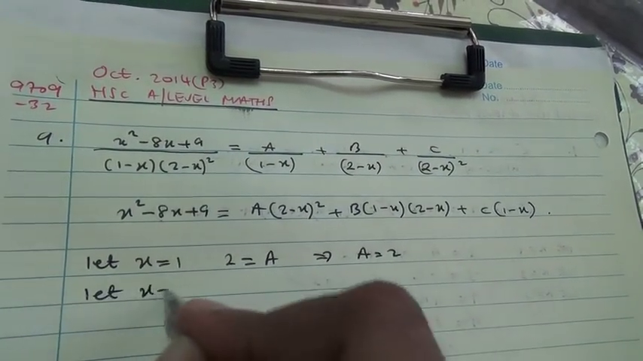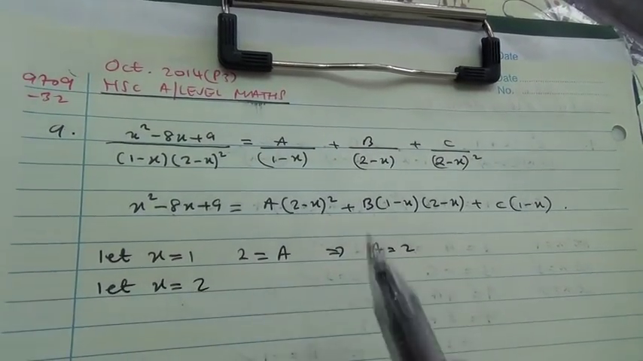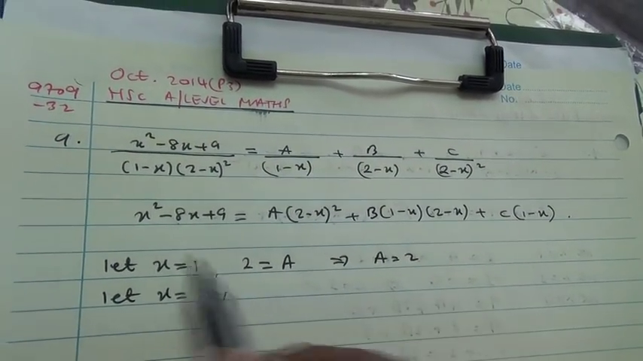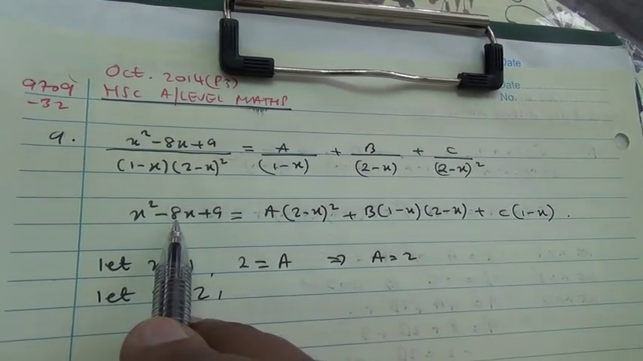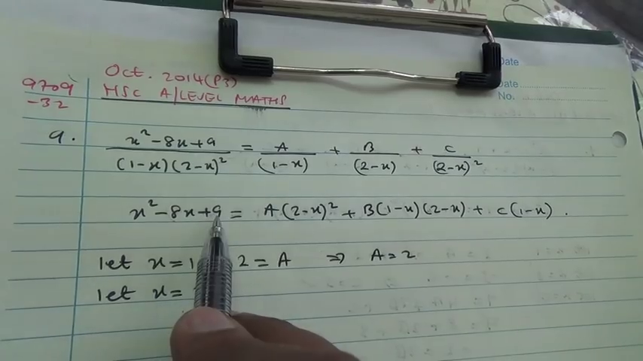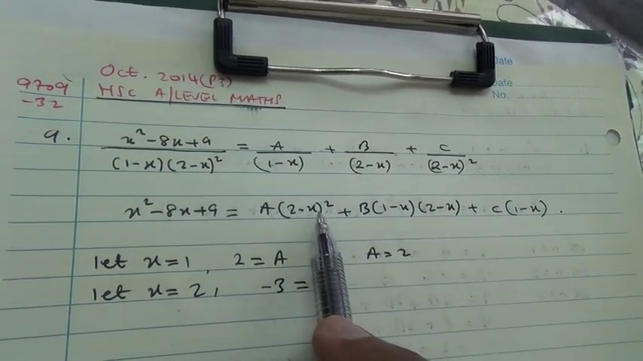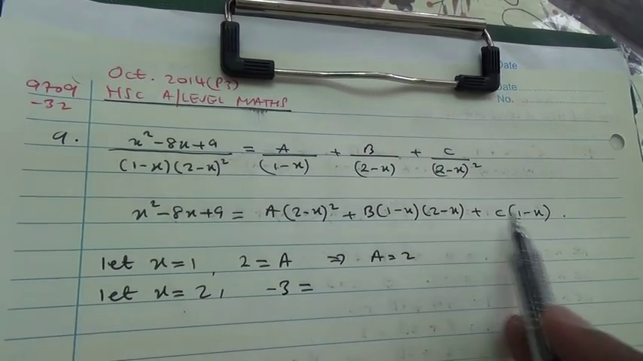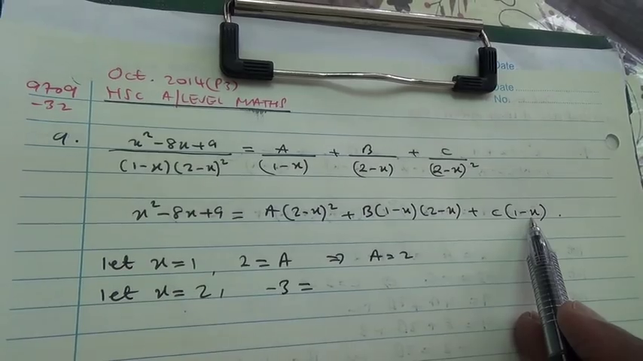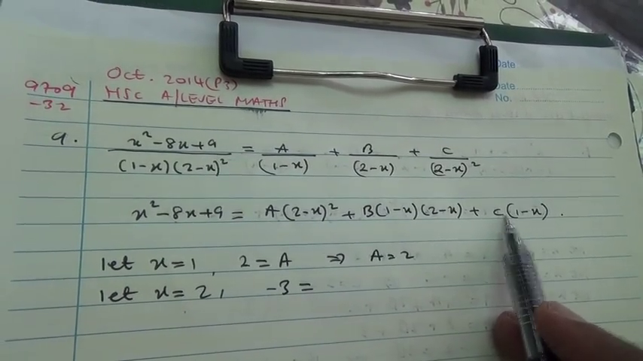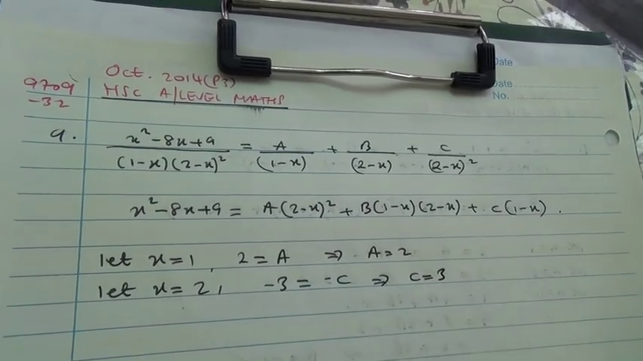Then let x equal 2 this time. Now replace in here. 2 squared is 4, 8 times 2 is 16, 4 minus 16 is minus 12, minus 12 plus 9 is minus 3. So we have minus 3 is equal to 2 minus 2 is 0, 2 minus 2 is 0, 1 minus 2 is minus 1, minus 1 times C is minus C. Therefore C is going to be 3.